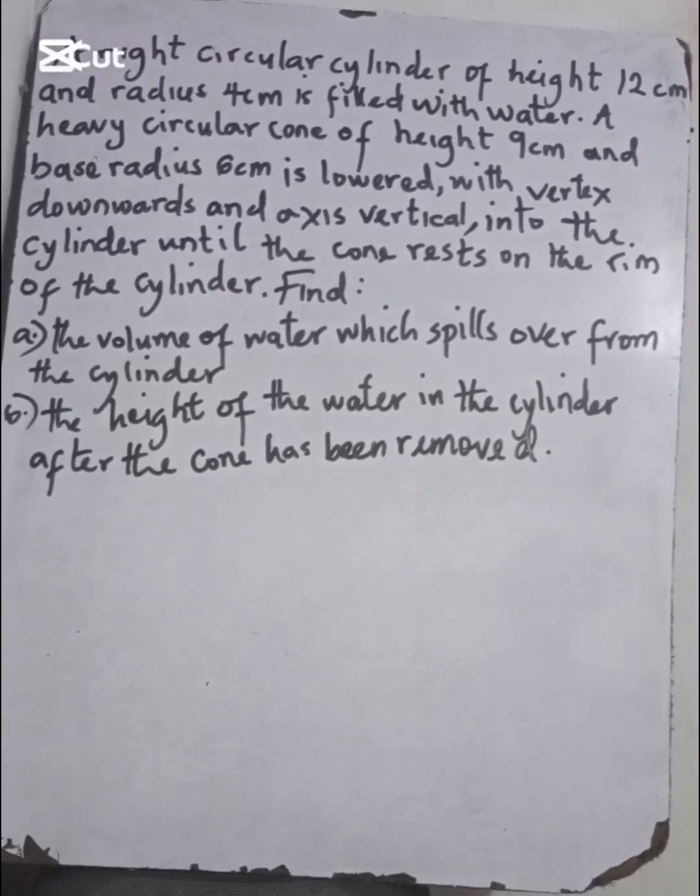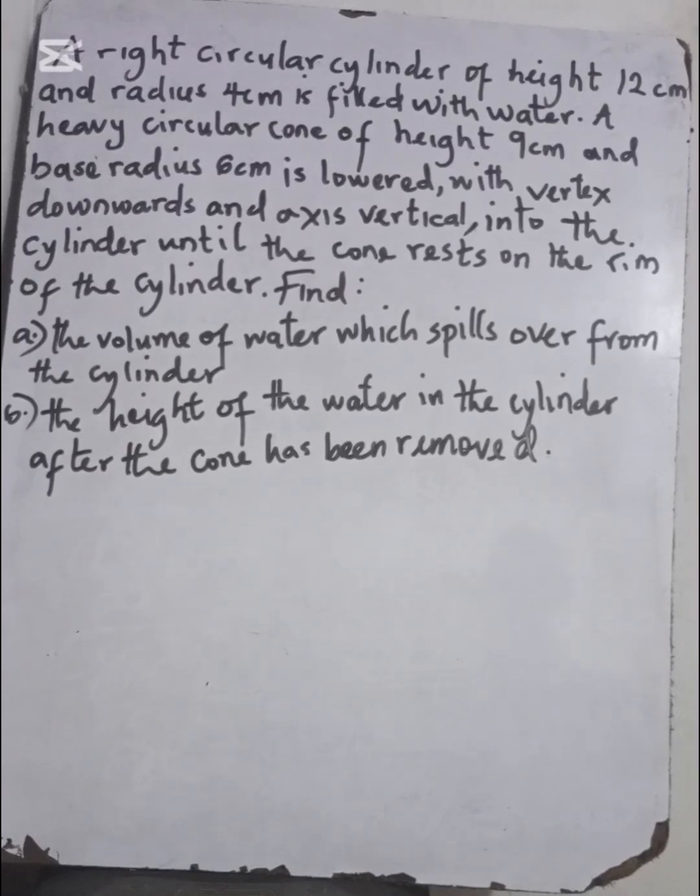A right circular cylinder of height 12 centimeter and radius 4 centimeter is filled with water. A heavy circular cone of height 9 centimeter and base radius 6 centimeter is lowered with vertex downwards and axis vertical into the cylinder until the cone rests on the rim of the cylinder.